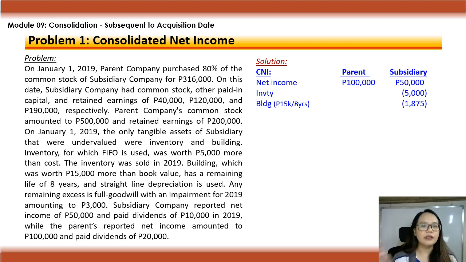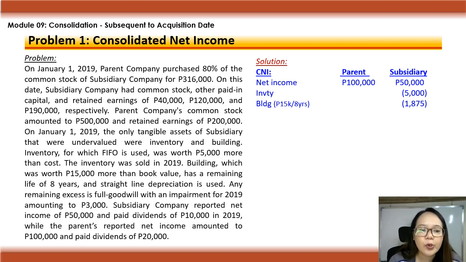Again, take note of the dates. Kasi halimbawa, ito ay mid of the year. Kapag halimbawa July 1, 2019 yan, tapos ang pinapakompute is the consolidated net income for 2019. So, dapat 6 months lang yung i-depreciate mo dito. I-prorate mo siya. Okay. Nagkataon dito sa problem 1 year yan.